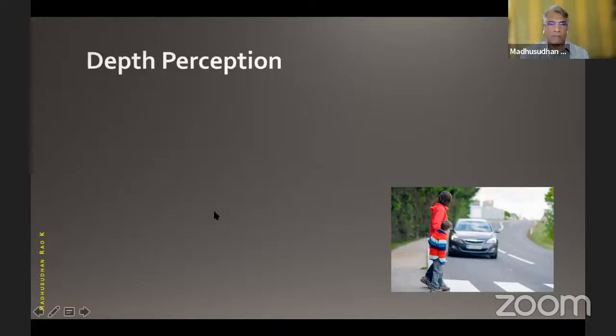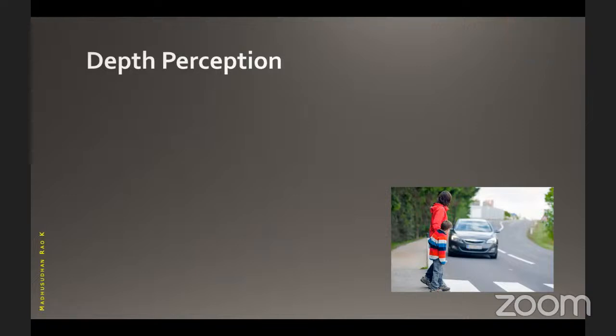So what is depth? Looking at it, can you say what is depth? Look at the image. They are on a zebra crossing. The car is coming. Very nice. What else? And the car is far. You are right. But what I'm asking you is depth perception. Now tell me, apart from the zebra crossing, other things, depth perception, I said.